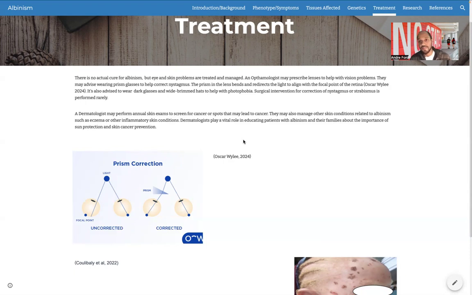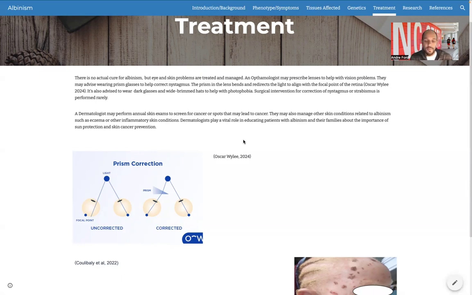But for nystagmus, they might use prism lenses, which are a thicker glass that the person wears, and it bends the light a certain way so that it goes through the retina at a focal point where they're able to correct their vision somewhat. And then with strabismus, surgical intervention, if necessary, to correct it, since it is related to the eye muscles.